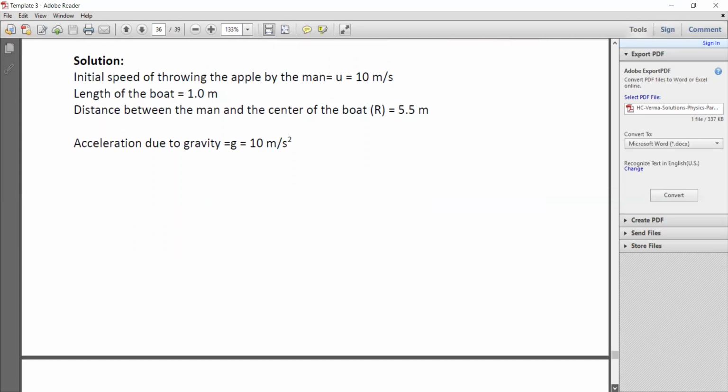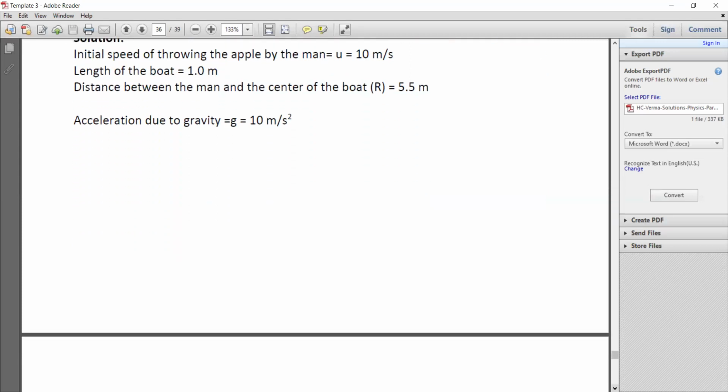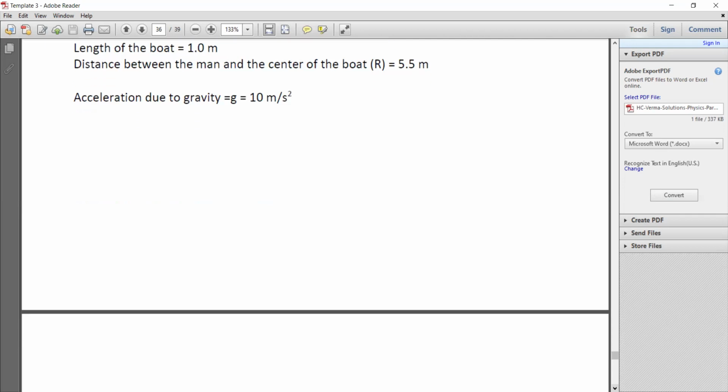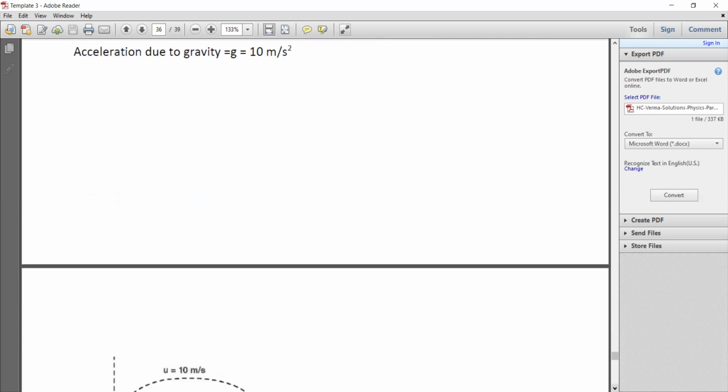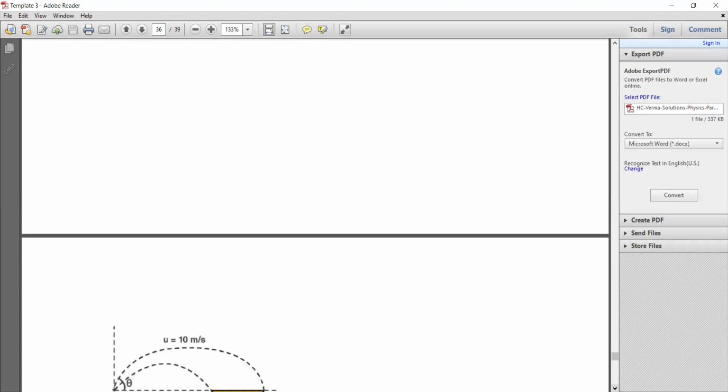Solution. Initial speed of throwing the apple by the man, u, equals 10 meters per second. Length of the boat equals 1.0 meters. Distance between the man and the center of the boat, r, equals 5.5 meters. Acceleration due to gravity, g, equals 10 meters per square second.